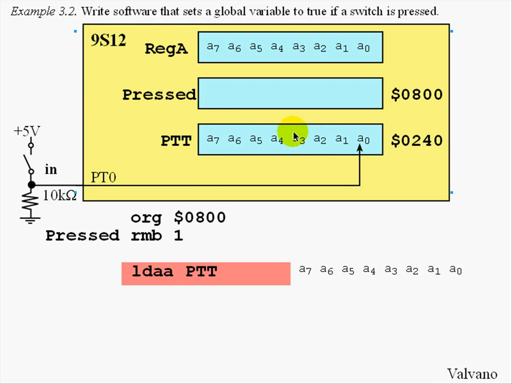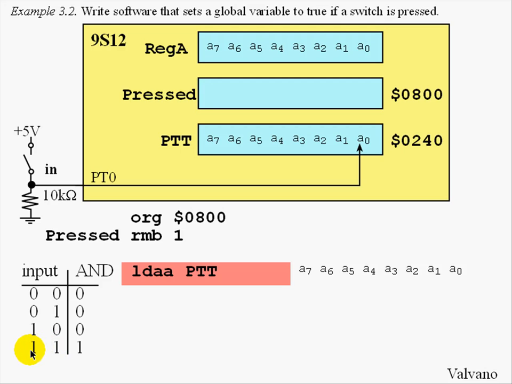The load A instruction brings all 8 bits of port T into register A. In this example, we're only interested in bit 0. So, how do we look at just bit 0? The AND operation is such that the output is a 1 if and only if both inputs are a 1. We can use the AND operation to select individual bits.